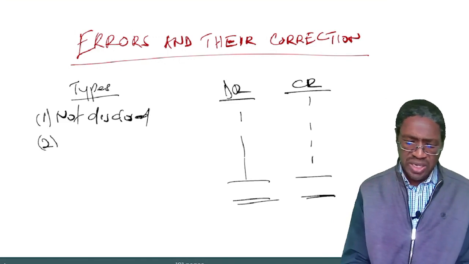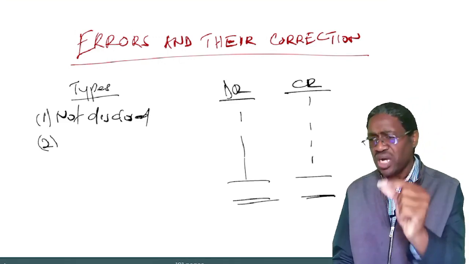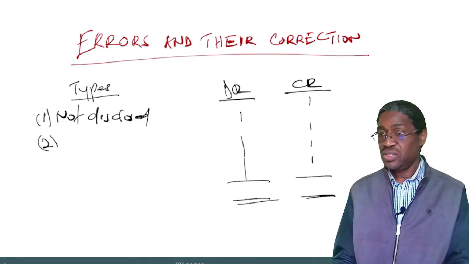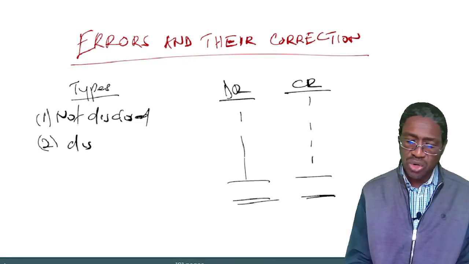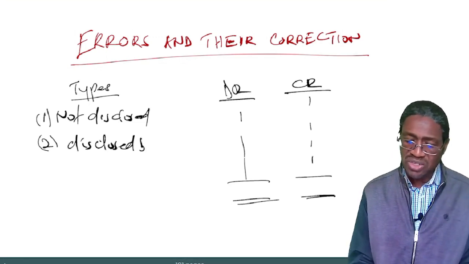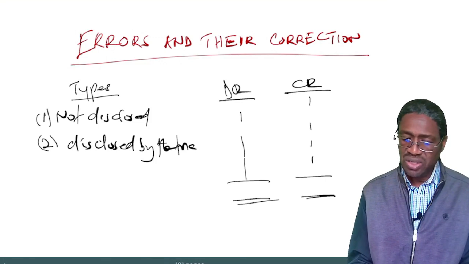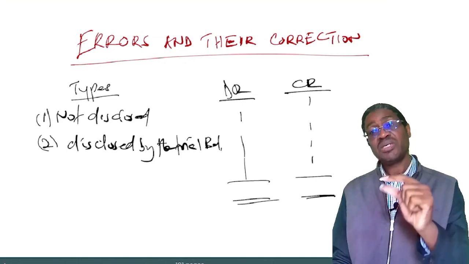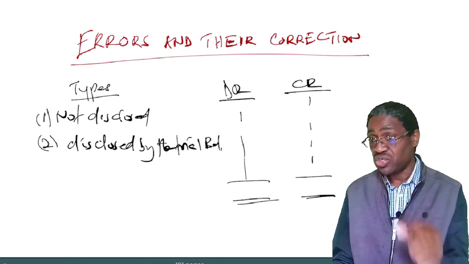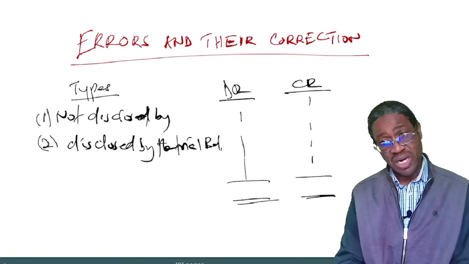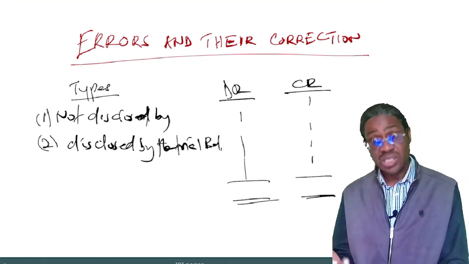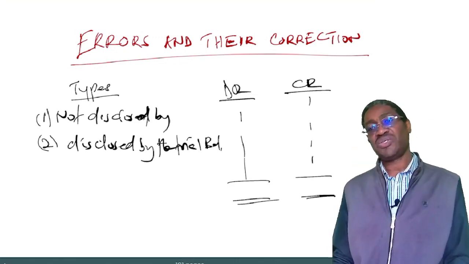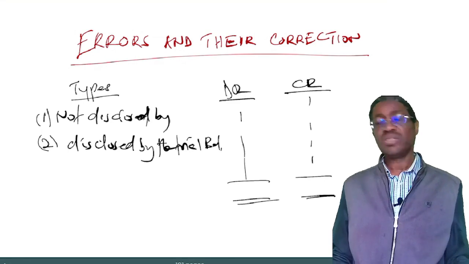The second type of errors are those that when you as a company commit them, the trial balance will not balance. So those errors are disclosed by the trial balance. So we are saying there are errors that you may commit, but they will never be disclosed by the trial balance. The trial balance will still balance. And there are those errors which when you commit them, the trial balance will never balance, meaning the errors will be disclosed by the trial balance.